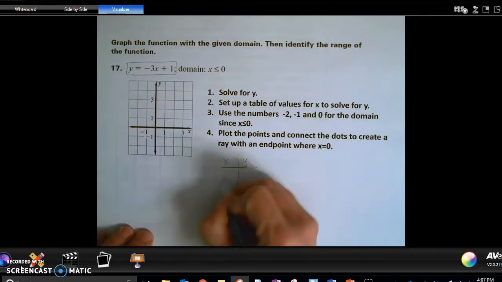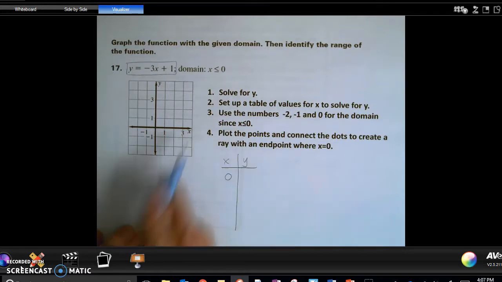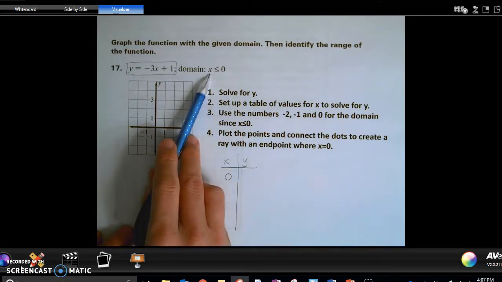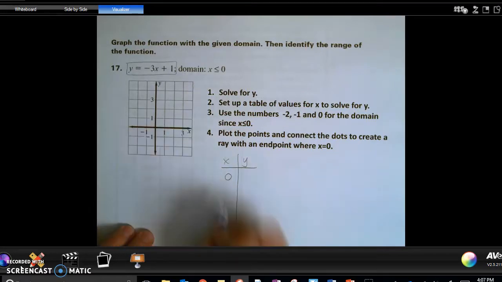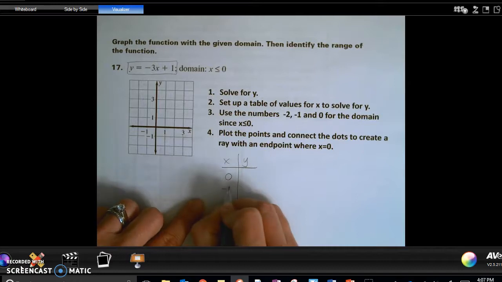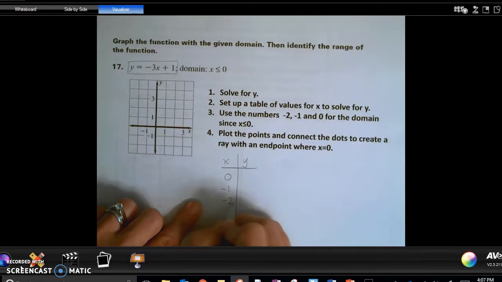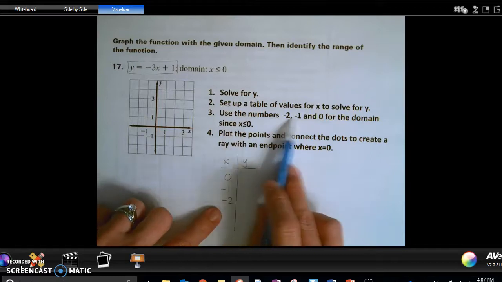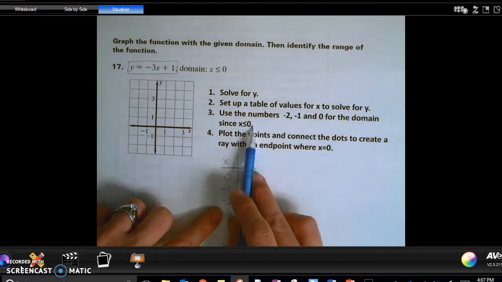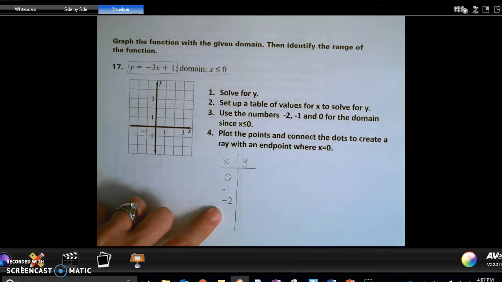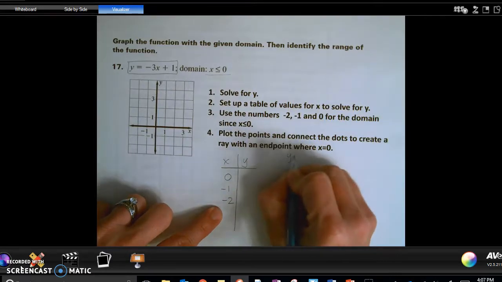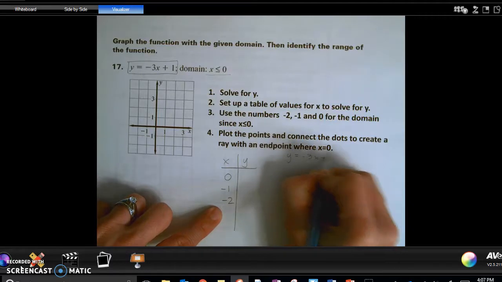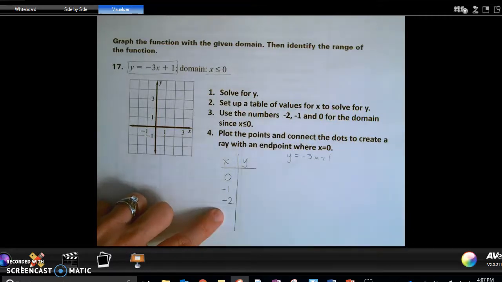So I'm going to start my x values at 0. But all of the other numbers I list in my domain need to be less than 0. So I'm going to continue to count down here. So I'm going to use -2, -1, and 0 for the domain because of this piece of information. Now I can substitute into my function and find my matching y values.